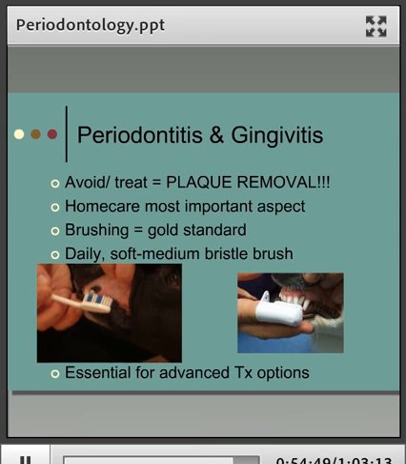In the same way that you might go to your dentist and occasionally have a scale plus or minus polish, but if you didn't brush your teeth in between, things would not look good, and that is what a lot of people do, unfortunately, and the net result is not very pleasant. So brushing is gold standard. We use a softer medium bristle brush, and it needs to be every day. So again, to break up the biofilm on a daily basis is what's required.